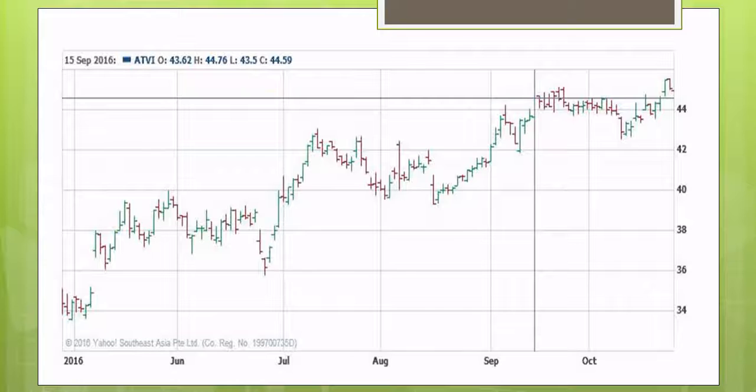Now here is an example of a bar chart. All the days in the chart are represented by bars. And just by looking at the bar chart, you can get more information from the chart compared to if you were looking at a line chart. So what do I mean?